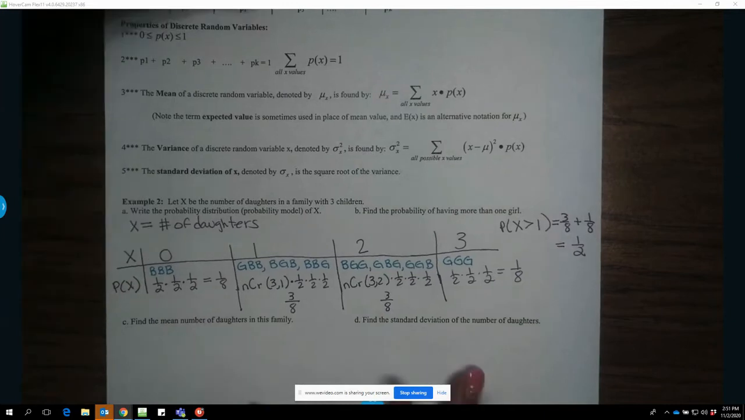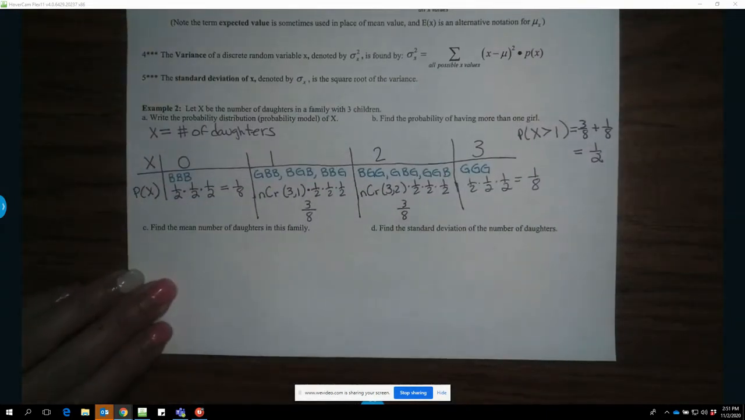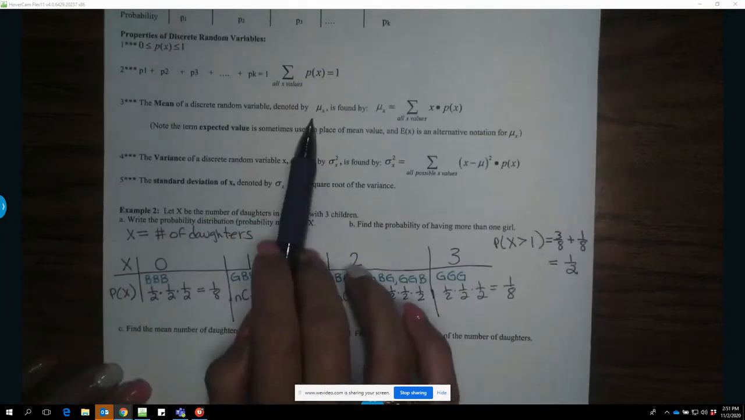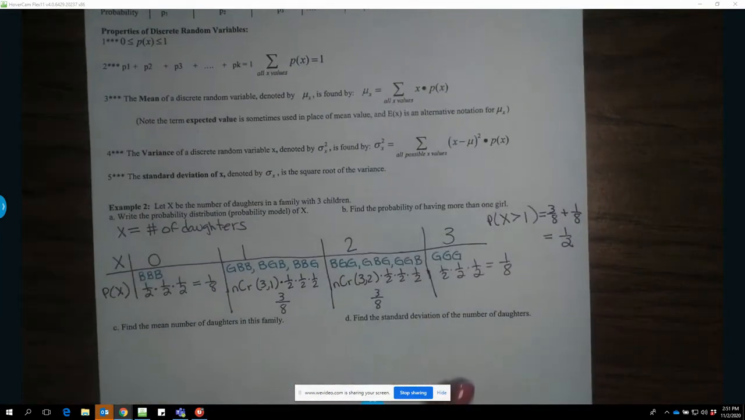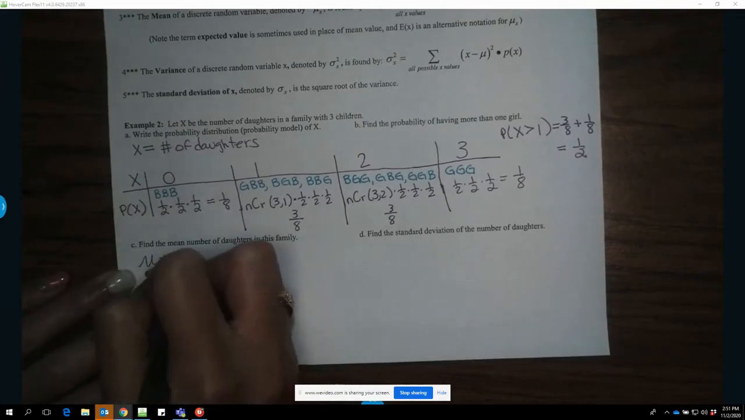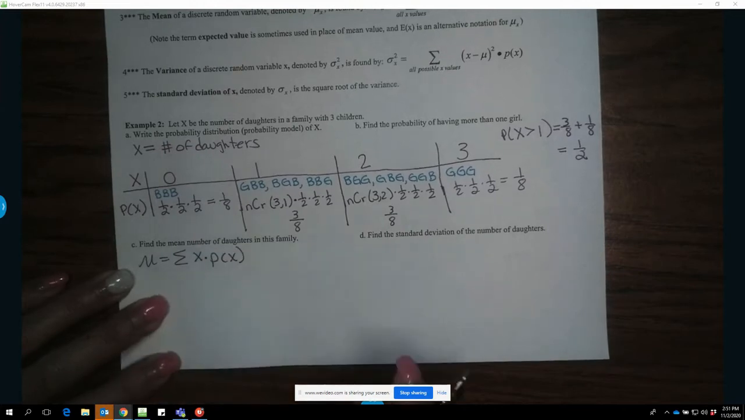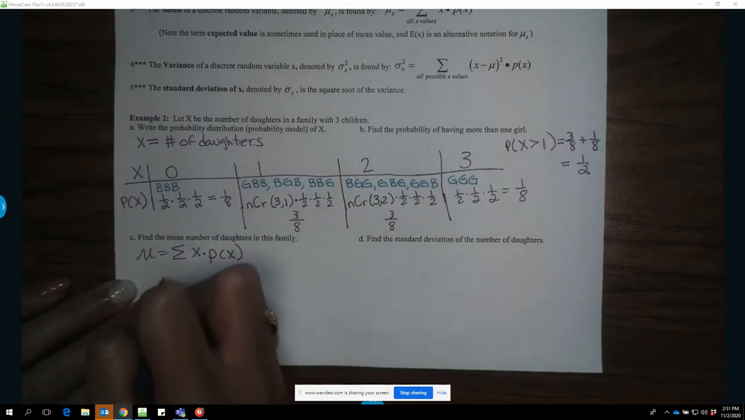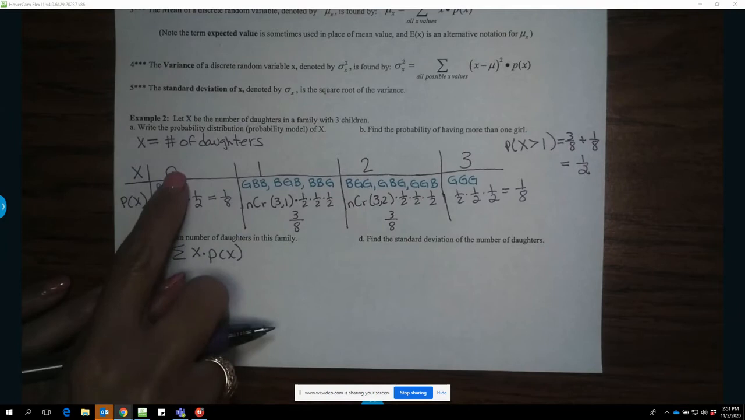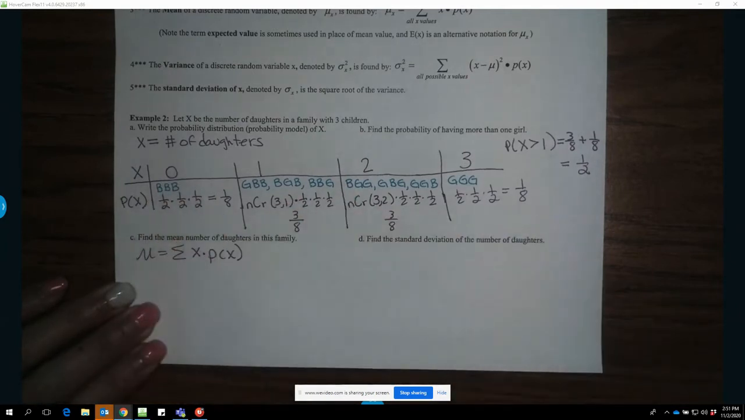And then letter C, find the mean number of daughters in the family. There's a formula for the mean. It's one of the things you need to know from up here. So the mean is equal to the summation of X times P of X. So what we need to do is we need to take every X value, multiply it by its probability, and then just add them all together.